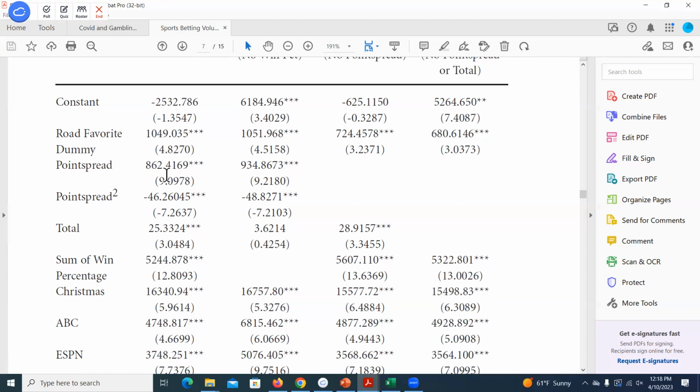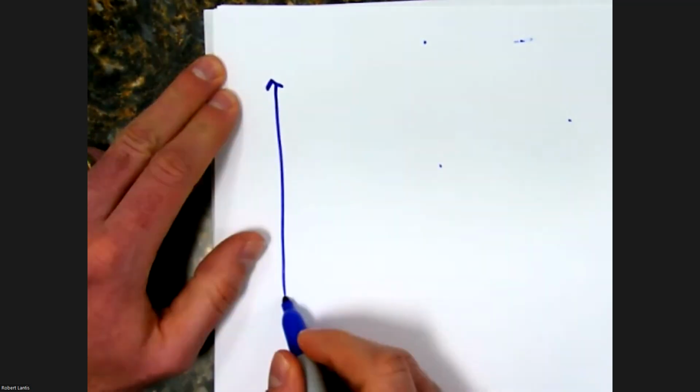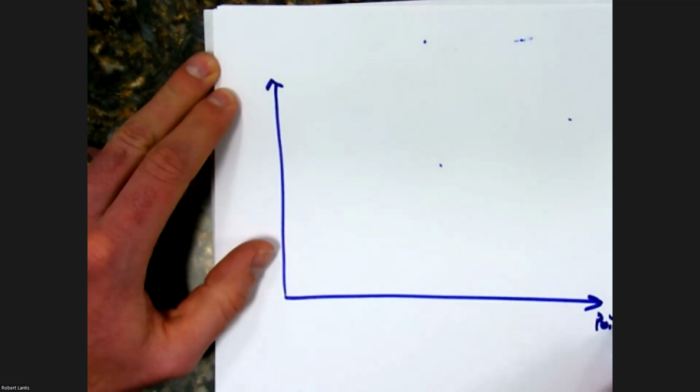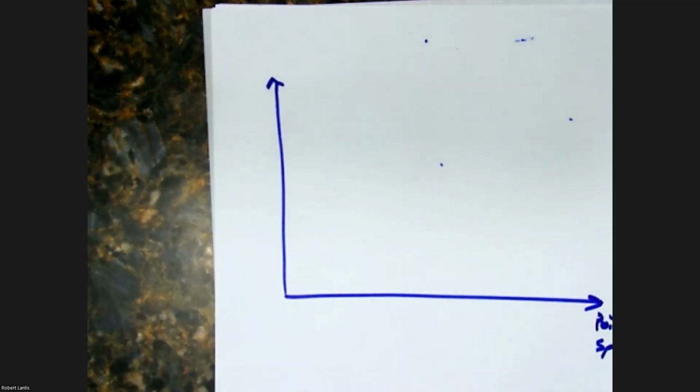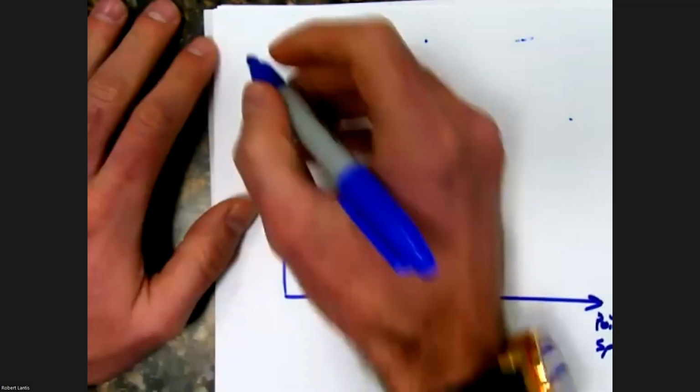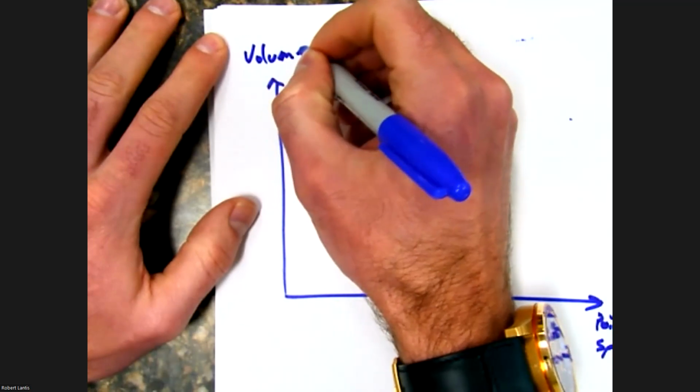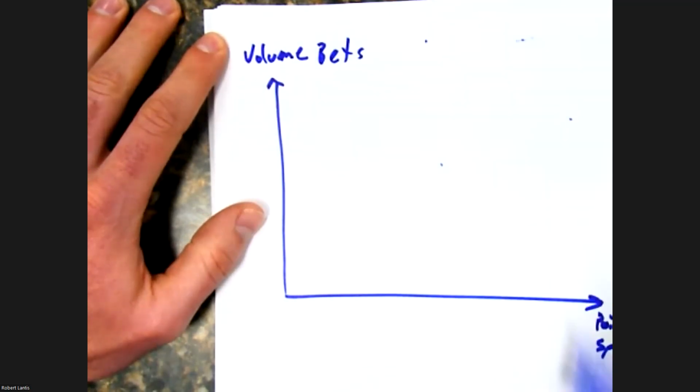So this means that there's an increasing relationship between the point spread and how much is being put in that game, right? However, it's increasing at a decreasing rate. What I'm looking at is how this X variable, the point spread, relates to the total volume of bets. Remember, the larger the point spread gets, the more lopsided they believe the game is going to be.